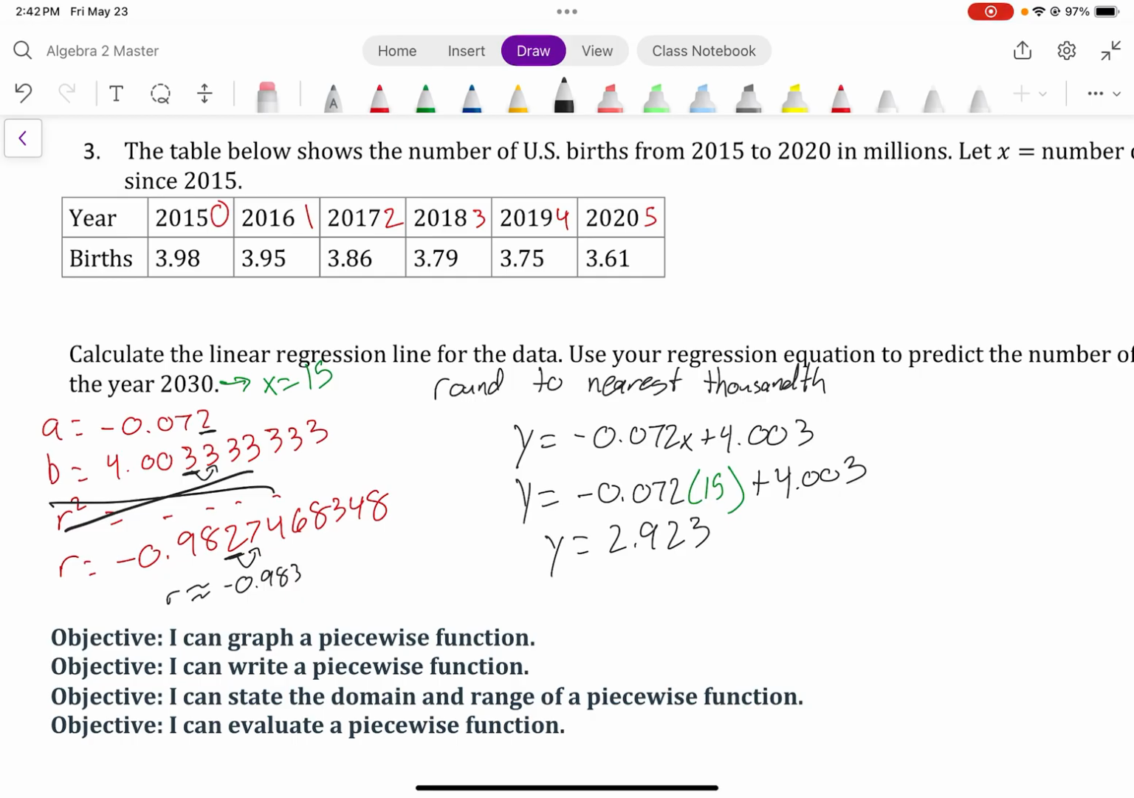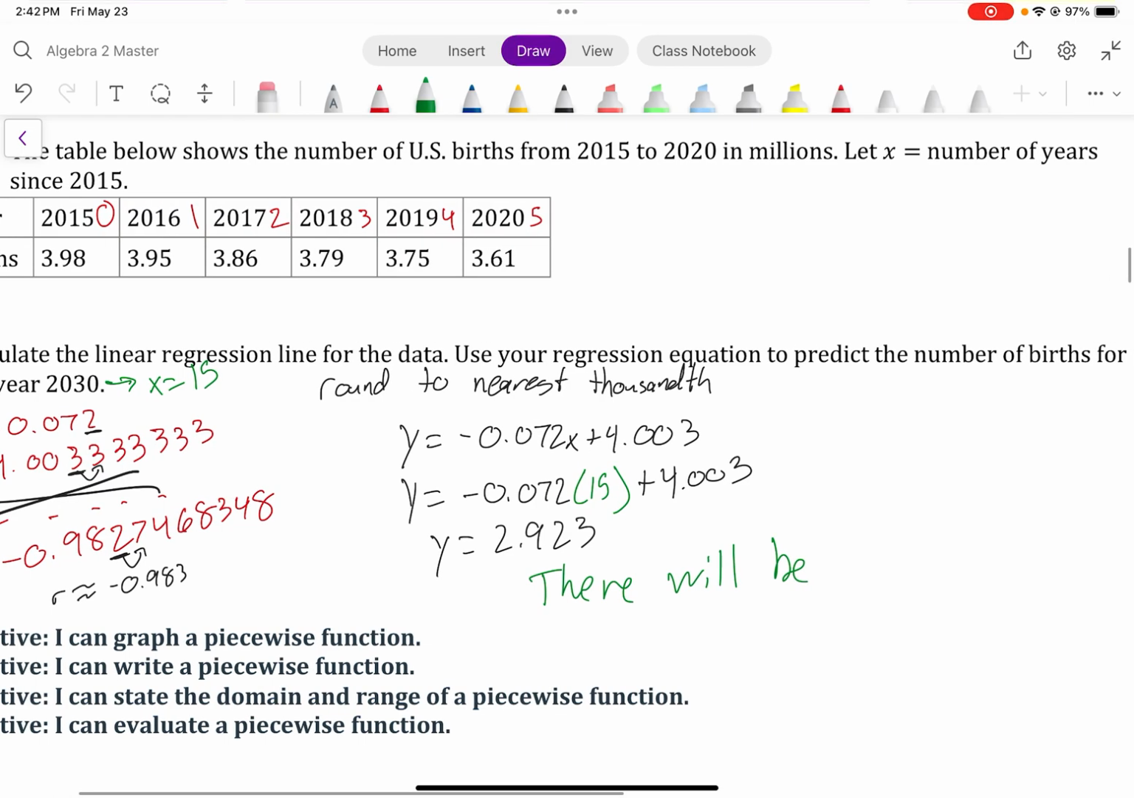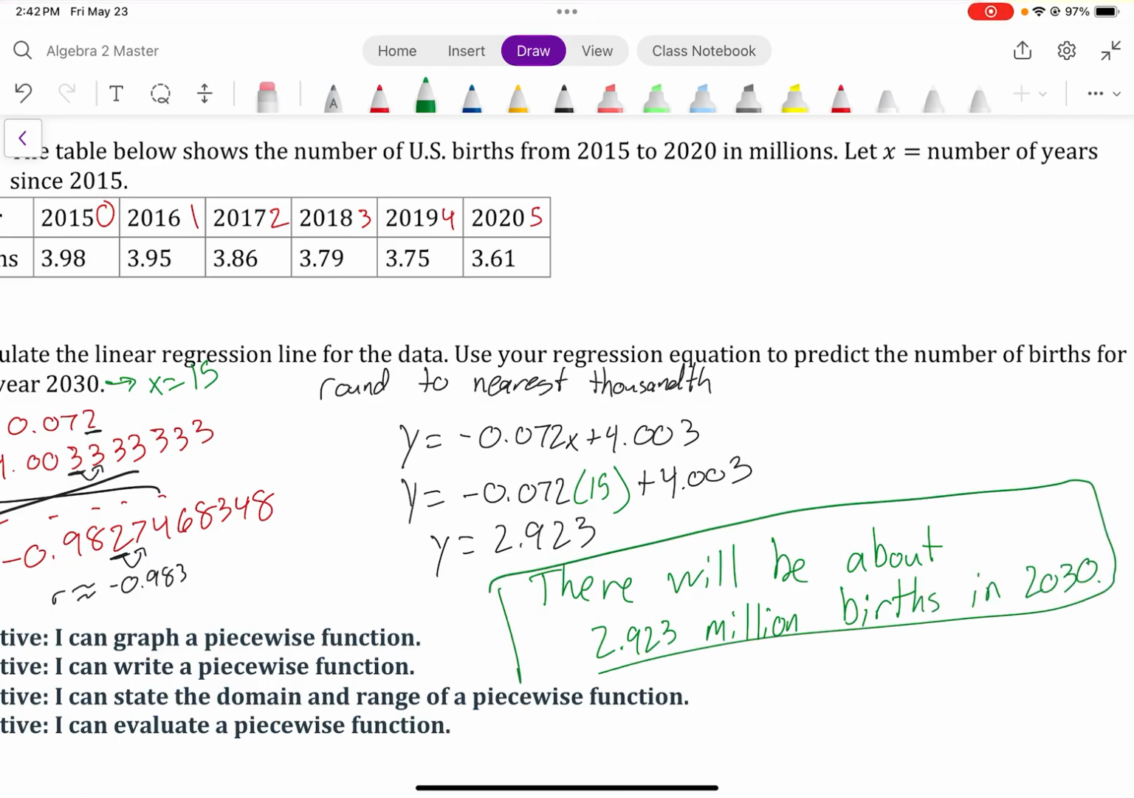But this isn't really what our answer is. There will not be 2.923 people born in 2030. This number is represented in millions. So my answer should be, there will be approximately or about 2.923 million births in 2030. You've got to make sure you think through what the question is asking so your answer is relevant to that question.